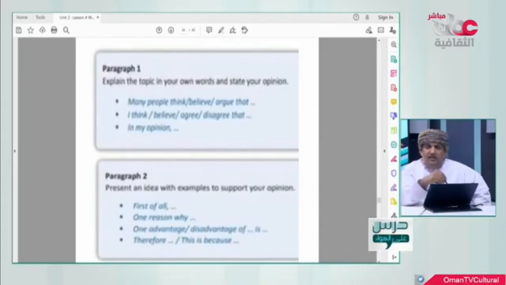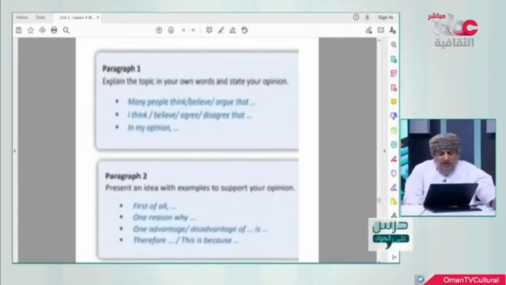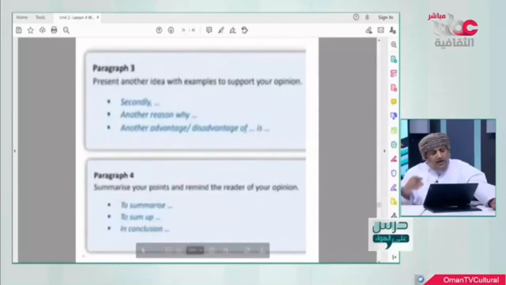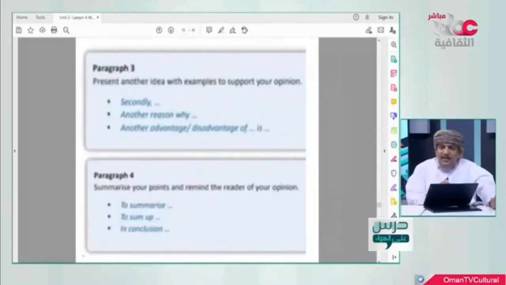Many people think, believe, argue, I think, I believe, I agree, disagree, that, in my opinion. These are useful phrases you can use. For paragraph 2, the main body, you can use first of all, one reason why, one advantage, disadvantage of, and therefore. This is for paragraph number 2. For paragraph number 3, we are going to use secondly, another reason why, another advantage or disadvantage of.